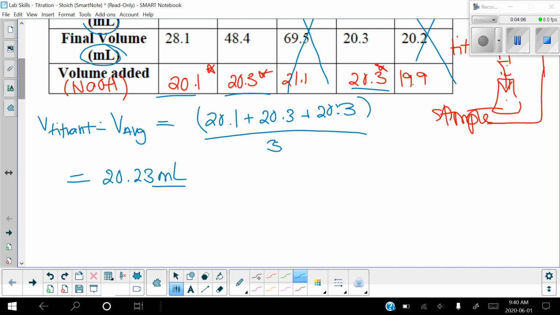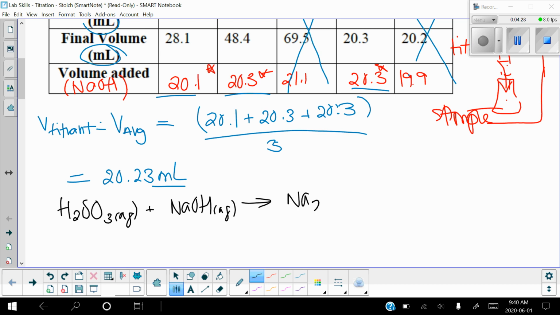From there, we're going to write a balanced reaction. So we have sulfurous acid reacting with sodium hydroxide to produce sodium sulfite and water. Okay, it's a double replacement reaction. From here, we're going to balance. There's 2 waters and 2 sodium hydroxides.